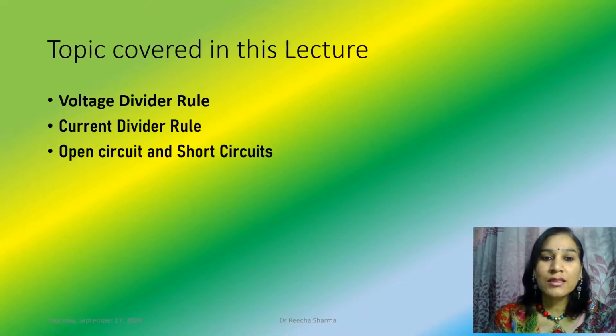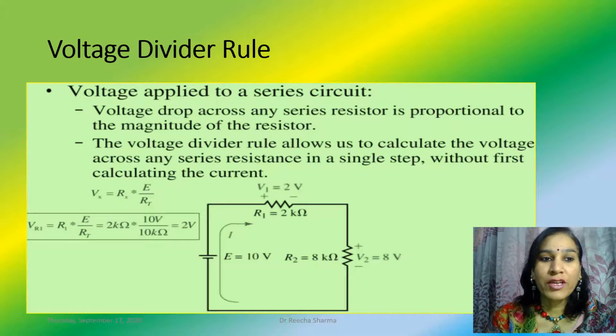Today, in this lecture video, we are discussing voltage divider rule, current divider rule, open circuit and short circuit in series and parallel. So first of all, we are discussing what is meant by the voltage divider rule. Voltage applied to a series circuit: the voltage drop across any series resistor is proportional to the magnitude of the resistors. This means that the voltage we are giving in the circuit is divided according to the magnitude of the resistors.